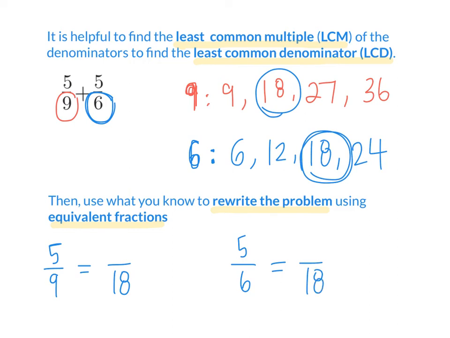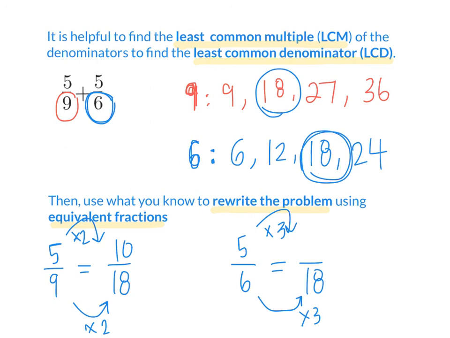Well, how did I get from 9 to 18? I had to multiply by what? 2, which means in the numerator I also need to multiply by 2. So that means 5/9 is equivalent to how many 18ths? 10 18ths. Okay. What about for this, to write this equivalent fraction? To go from 6 to 18, what did I have to do? Multiply by 3. So in the numerator I have to multiply by 3. So 5/6 is equivalent to 15 18ths.